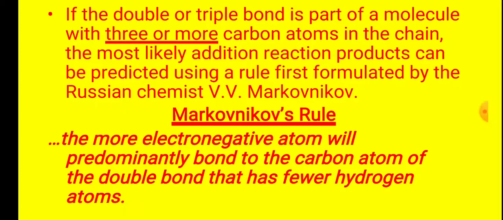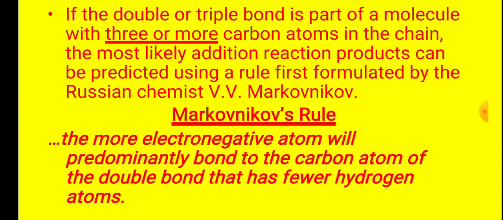So here this rule tells us that if it is an unsymmetrical alkene, and if you add HCl or H-X, then the negative part of the reagent, or basically the acid, if you add HCl, then Cl will take position in the double bond where the number of hydrogens is least. So again, please note it.